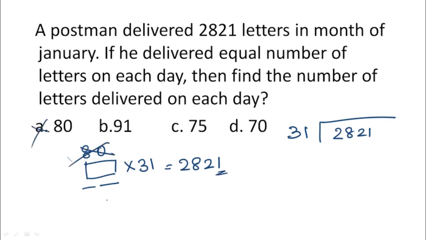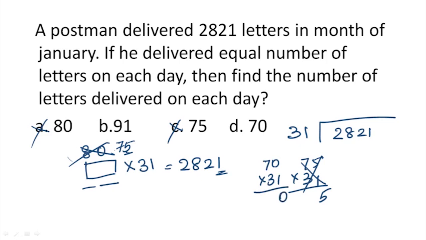Okay, let us take option 75. If I do 75 multiplied by 31, 5 ones are 5. The last digit of my answer is going to be 5. Is the last digit here 5? No. So this is also not my answer. Look at option D, 70. If it is 70 multiplied by 31, the last digit of my answer is going to be 0. Again, here it is ending with 1. Not possible.